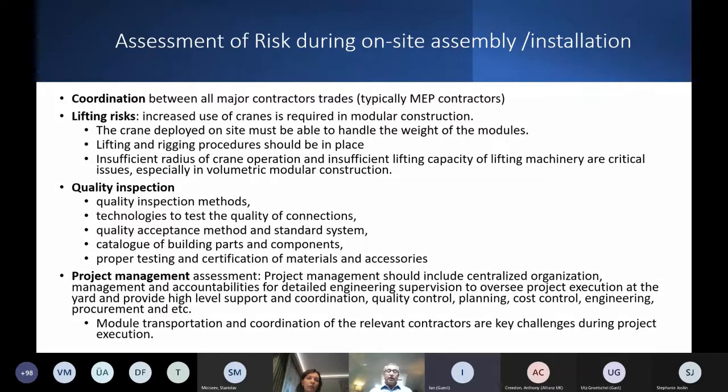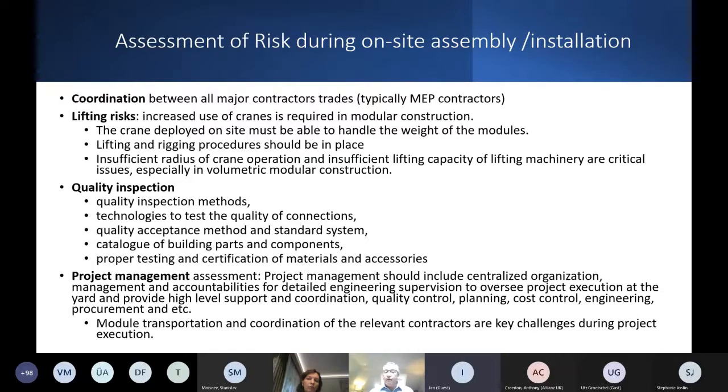Quality inspection: how and at what intervals during the construction process do these take place? Is the quality inspection done by a competent person, and what is the standard to which that is being done? Is it being done regularly? Is it being done when it's supposed to be done? And how is that process managed?